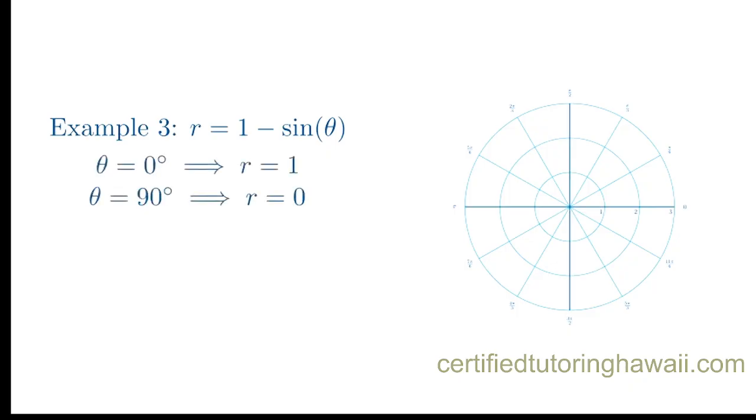As theta increases from 0 to 90 degrees, sine of theta increases from 0 to 1. So r, which is 1 minus sine of theta, decreases from 1 to 0. We start at the point 1, 0 degrees and move inward to the pole.